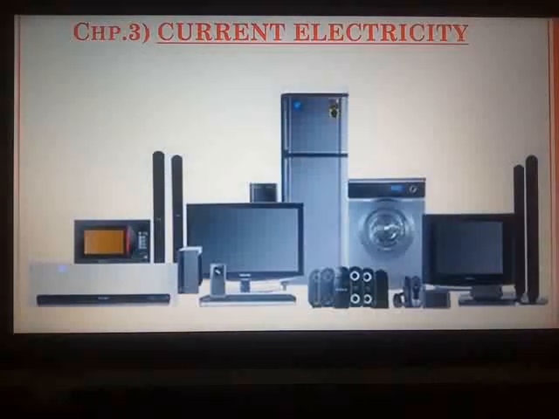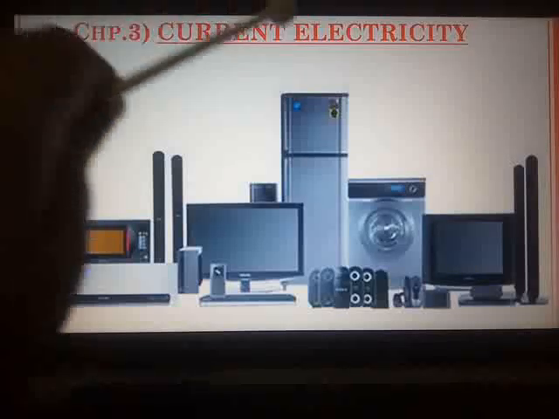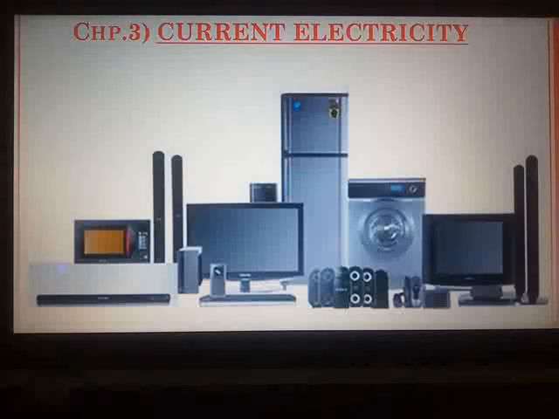Look at the name, current electricity. This word is not at all new for you. You know how important a role electricity plays in our daily life. When you go to sleep, just imagine your sleep without the fan. Or the moment you wake up in the morning, different devices which are based on electricity start working.